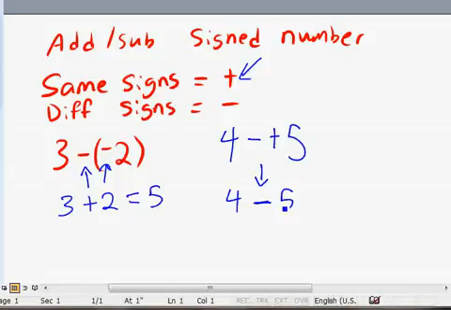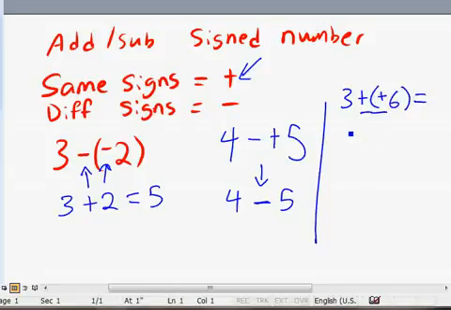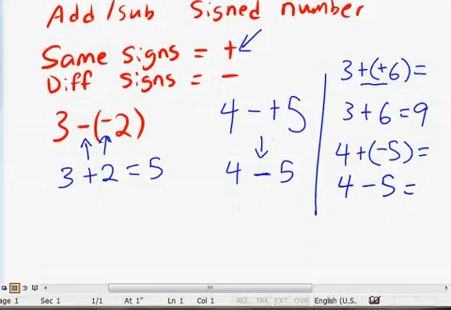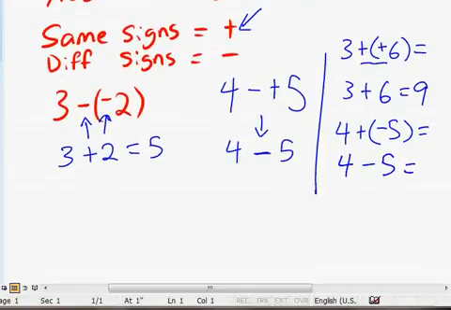Let's do a few more examples. 3 plus positive 6. Same signs, so this is 3 plus 6. You get 9. What about 4 plus negative 5? Again, different signs, subtraction.